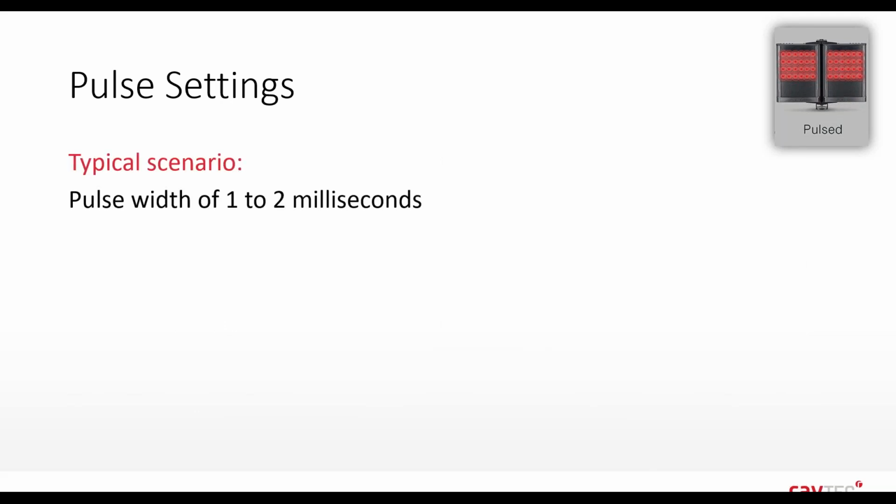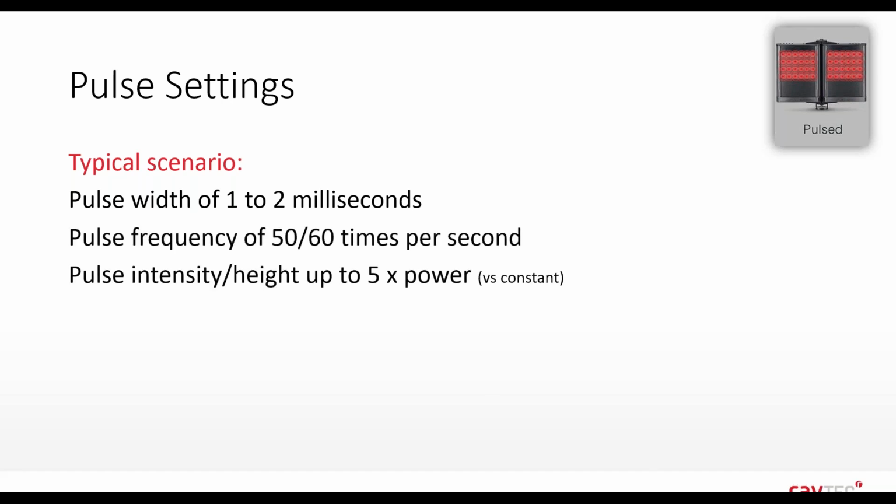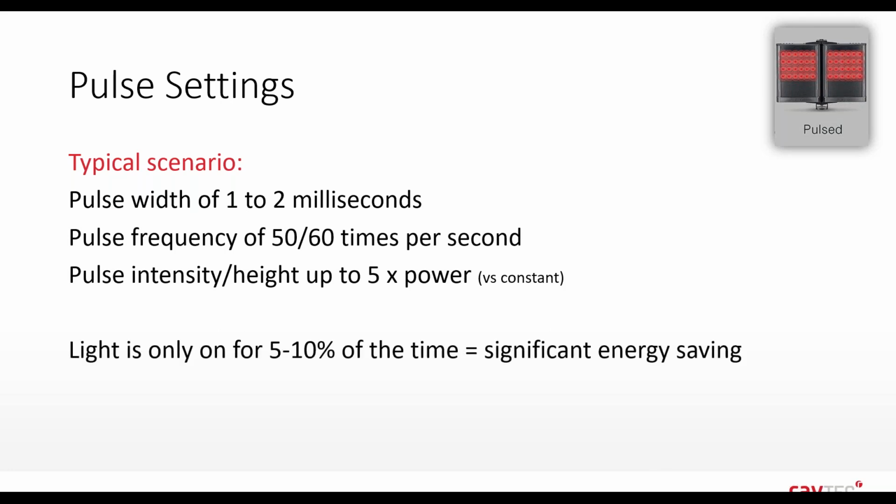Typically, we might expect to see a pulse width of 1 to 2 milliseconds. So this is a typical scenario, a pulse width of 1 to 2 milliseconds at a frequency of 50 to 60 times per second, delivering a pulse intensity of up to 5 times the power. And that delivers energy savings of up to 90%, because the light is only on for 5 to 10% of the time, so significant energy savings there.